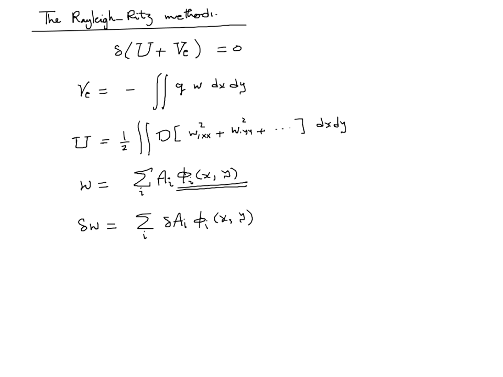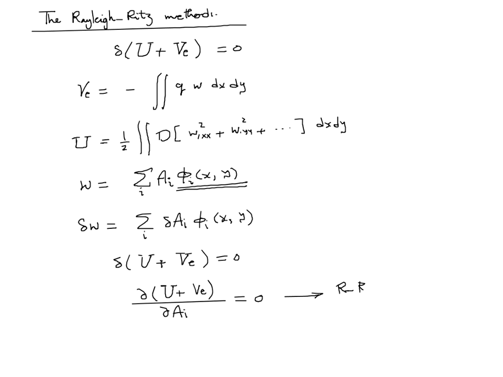Since the delta A's are finite, changes in A are simple differentials. So from there, we can interpret the original principle, that it changes from delta (U plus V_E) equals zero, to a minimization with respect to a finite number of algebraic coefficients, which is equivalent to partial (U plus V_E) over partial A_i equals 0. And this will always give us the same number of equations as we have unknowns, because we differentiate with respect to each one of the unknowns to get one of the equations. And this is the Rayleigh-Ritz method.